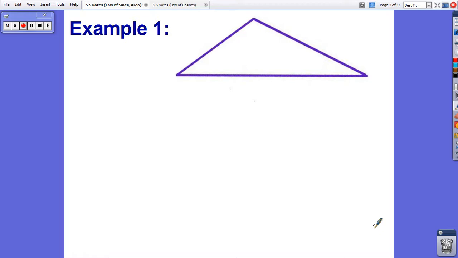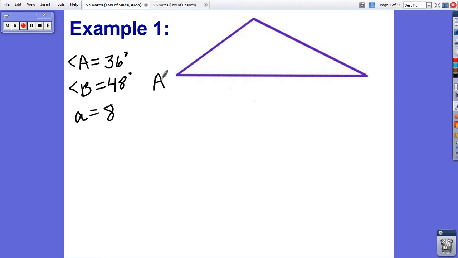So let's try an example. The way the questions are going to be presented in this section is they're just going to give you 3 pieces of information, and you'll need to find the other 3 pieces. So 6 pieces of information total, 3 angles and 3 sides. In example 1, they tell you that angle A is equal to 36 degrees, angle B is equal to 48 degrees, and that side a is 8. So we have to find angle C, side b, and side c.